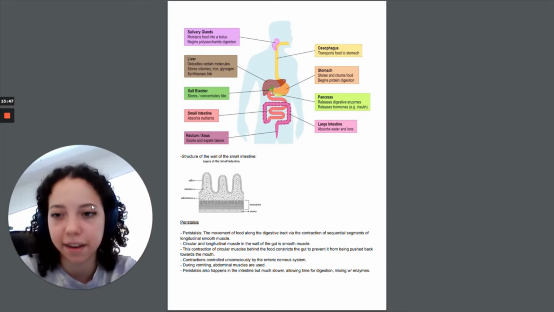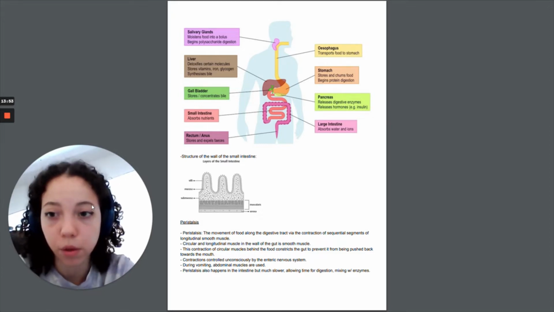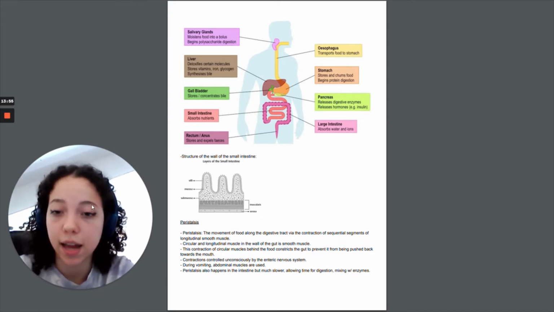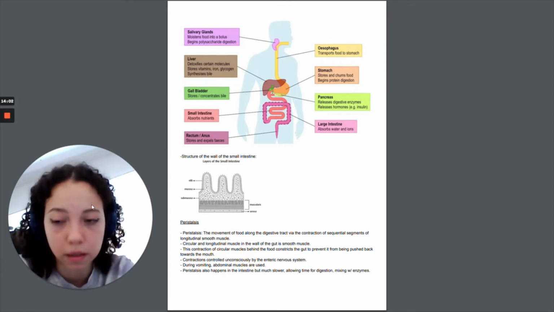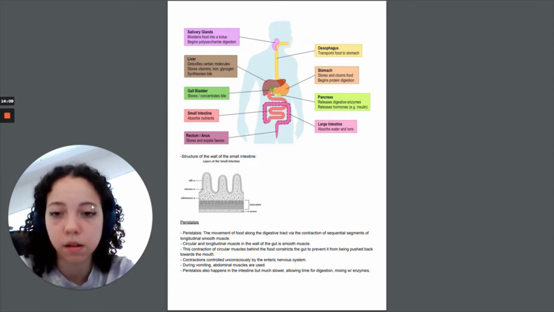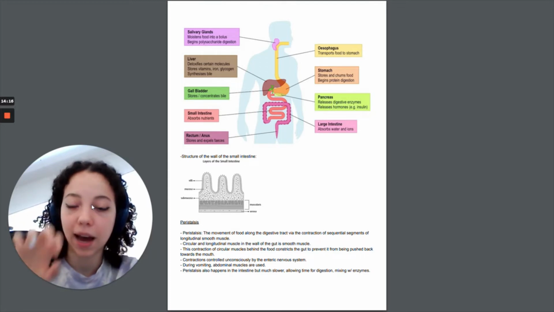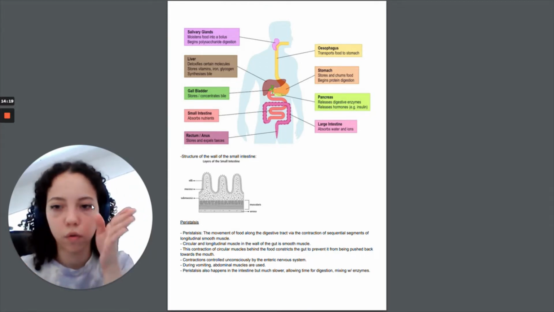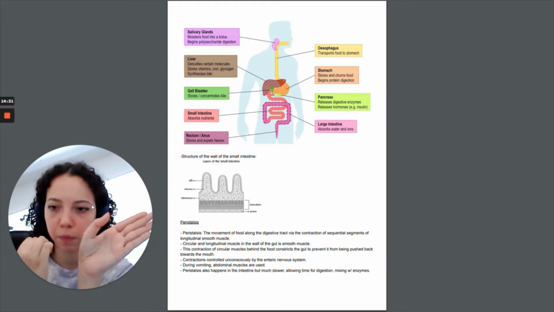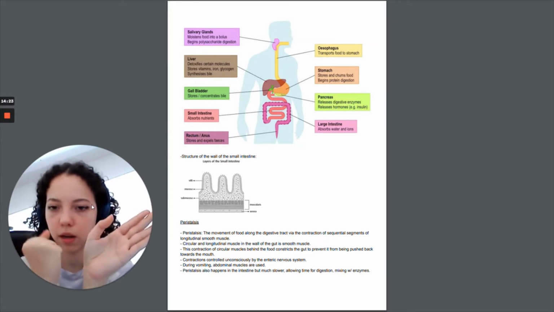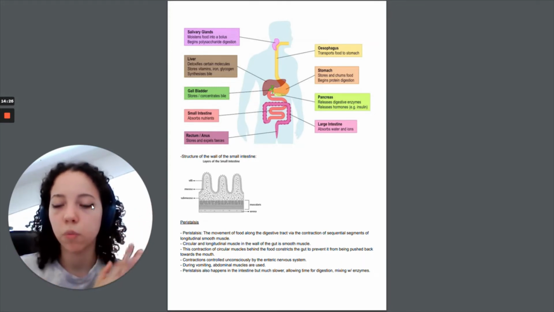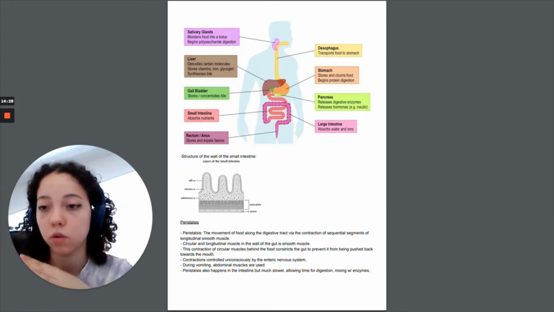However, how does it get there and how does it move? It moves through peristalsis, which is defined as the movement of food along the digestive tract via the contraction of sequential segments of longitudinal smooth muscle. So remember, the circular muscle does not do the peristalsis. As I explained before, the circular muscles contract behind the food, right? The food is going forwards, and in the back part of the food, the circular muscles contract in order to prevent this food from going back towards the mouth.